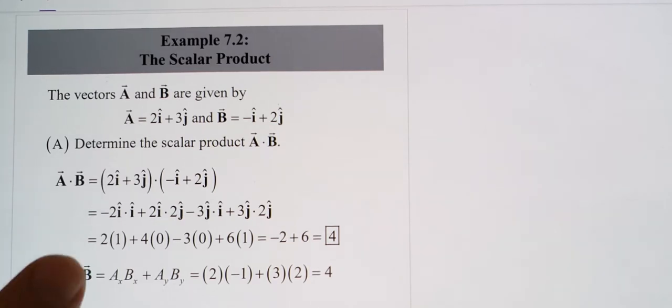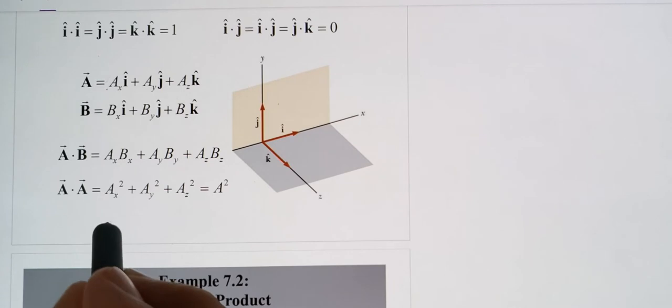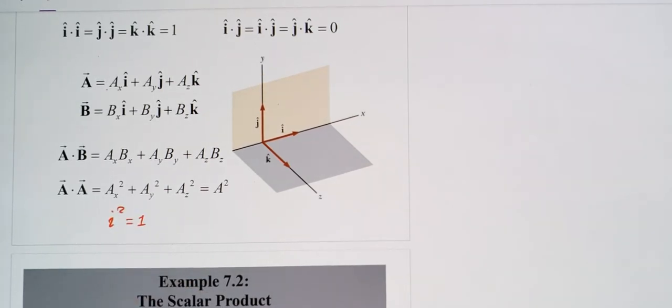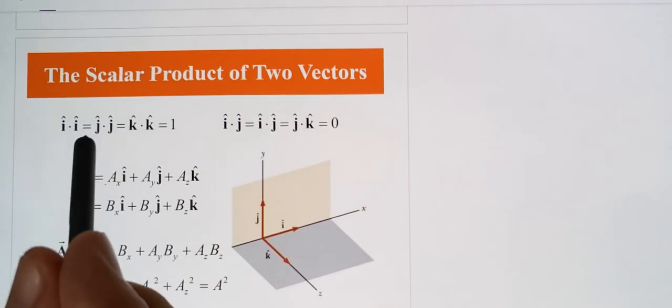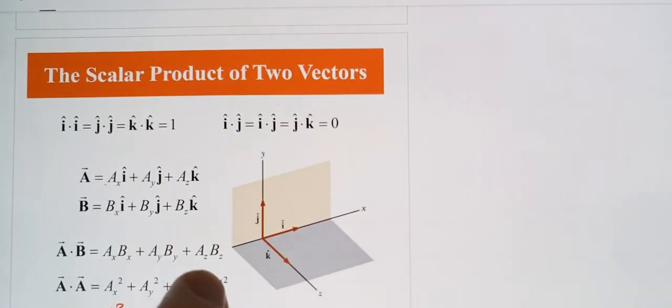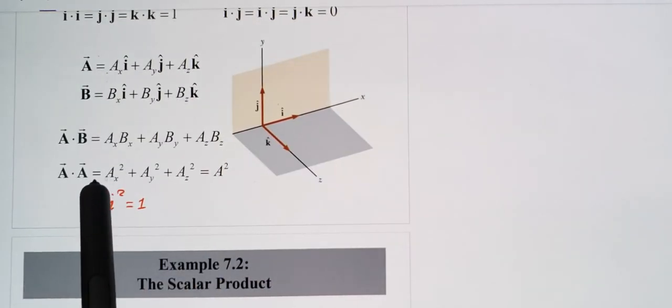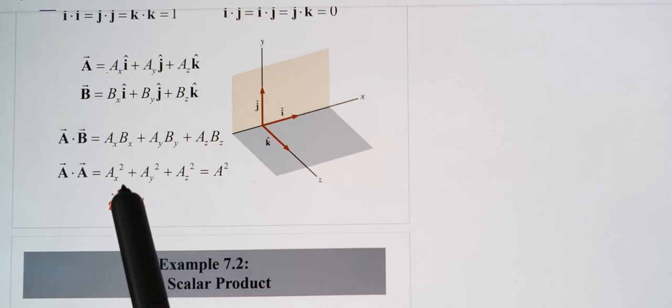AX squared will be 1? No, AX squared, whatever component. But I squared is 1. I squared is 1. But AX squared could be any value. For example, if the x component is 3, AX squared will be 9.